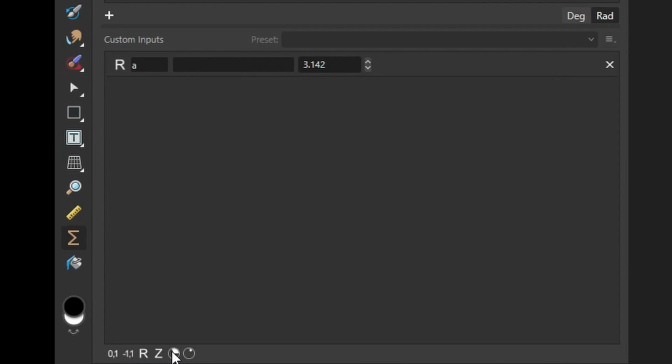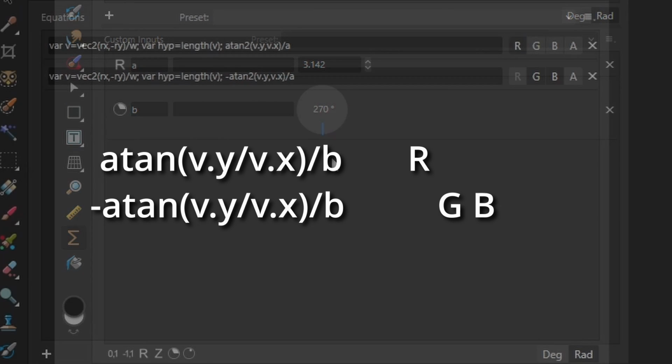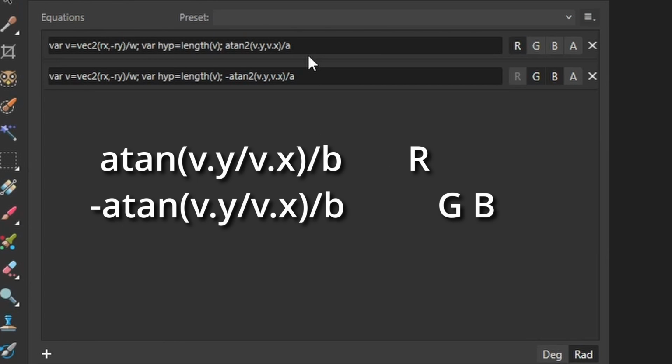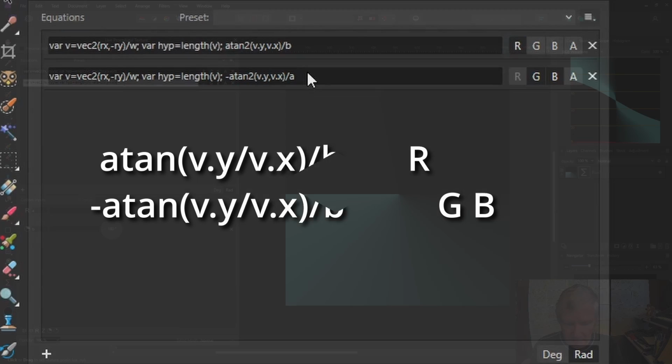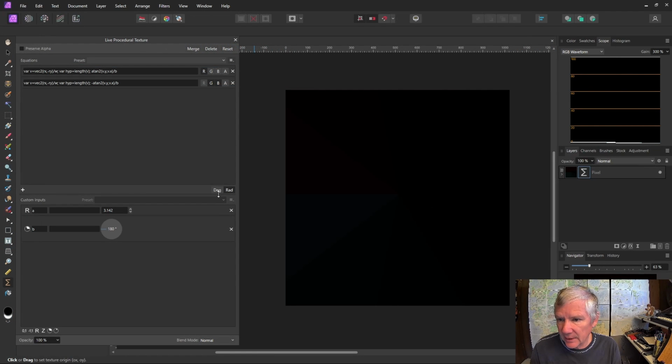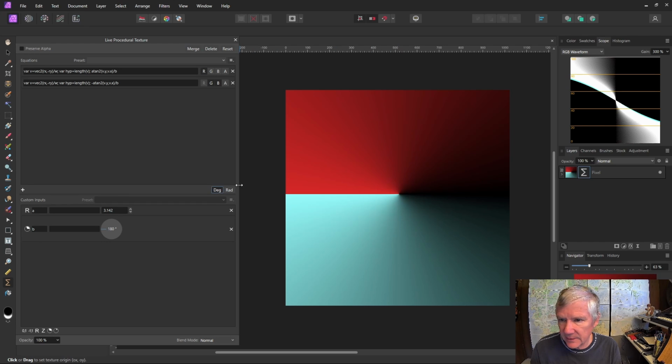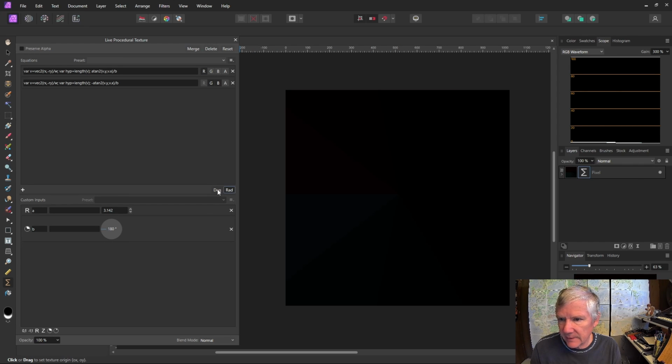Now, one other thing I want to mention is the angle input. This will always input a value between 0 and 360. So it doesn't matter what you have your radians set to, this will always put in that value between 0 and 360. So if I set this to 180, and if I divide this by b, then it'll work when I set this to degrees, but not when I set it to radians.